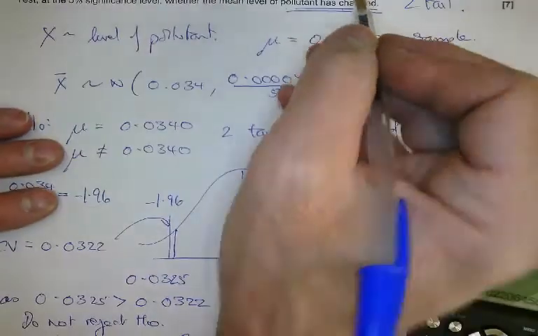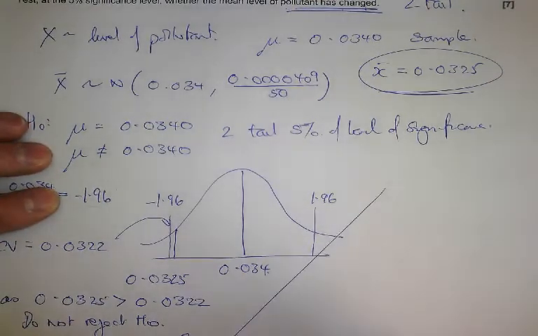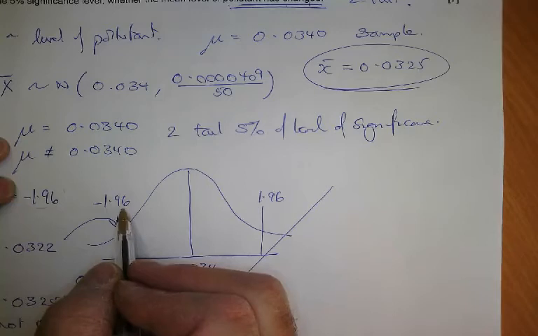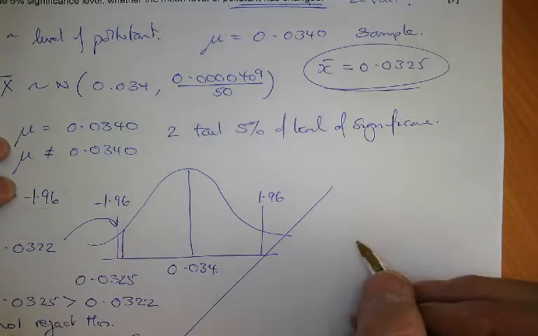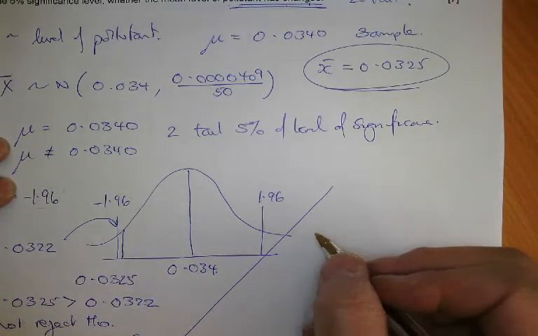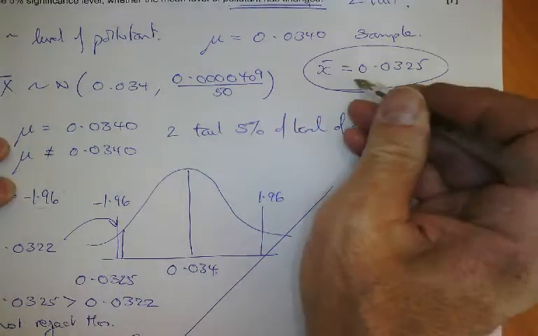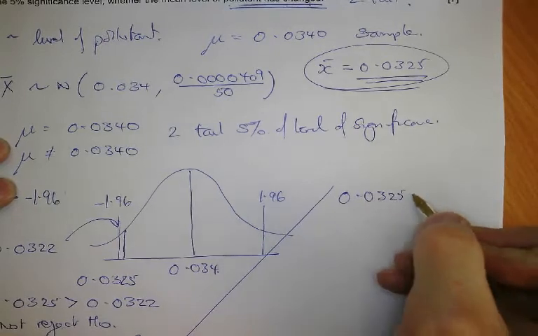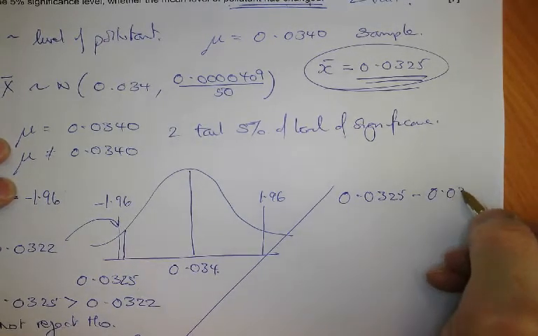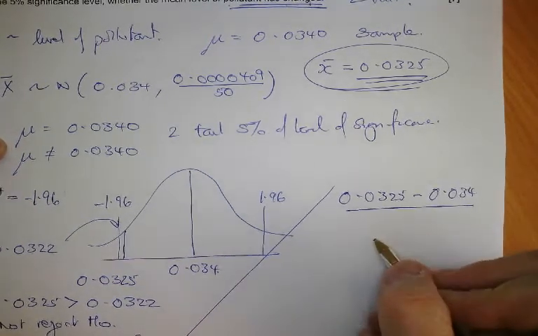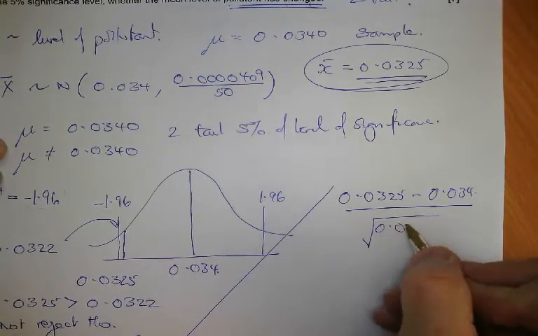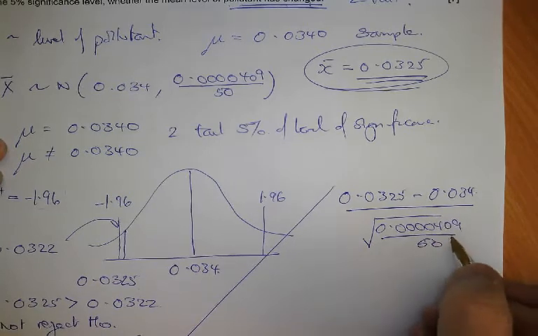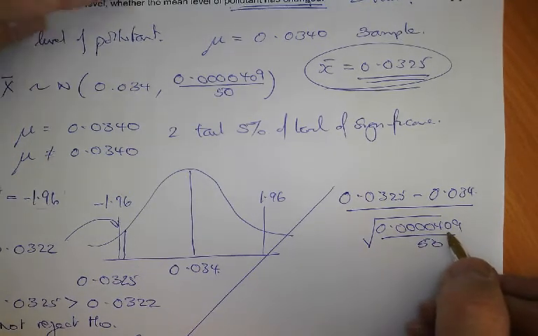And the other way to do it is to work out what the z-score value would be, and whether that is below minus 1.96 or above 1.96. The way you'd do that is you'd get the value that you're looking at here, and you'd say it's 0.0325 minus the established mean, or what they say is the mean, divided by, again, this rather horrible large number, and I think it's 50, isn't it? Yeah, it is 50.